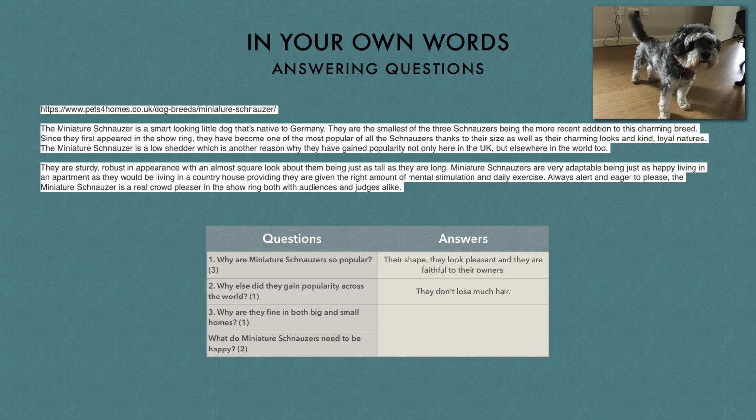And it's worth 3 marks. Remember, you don't need to answer in full sentences. So I've just answered their shape, they look pleasant and they're faithful to their owner. So I found the answer in the passage, but I've then turned it into my own words. Question 2 is worth 1 mark. Why else did they gain popularity around the world? And I've just written, they don't lose much hair. And in the passage it says they're low shedders, and that's all that means, okay?